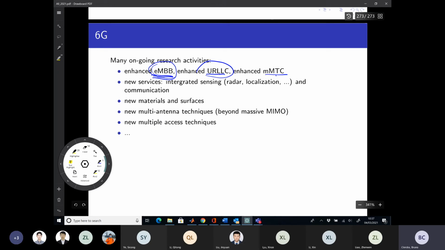URLLC, so this is ultra reliable low latency. This is really low latency communication that needs some high reliability. And this can have application, for instance, in remote surgery. You have a surgeon in, I don't know, London doing remote surgery of a patient that is somewhere else in the world, and you have to make sure that the latency is as small as possible over the network, because otherwise, you can imagine, it could be quite catastrophic.